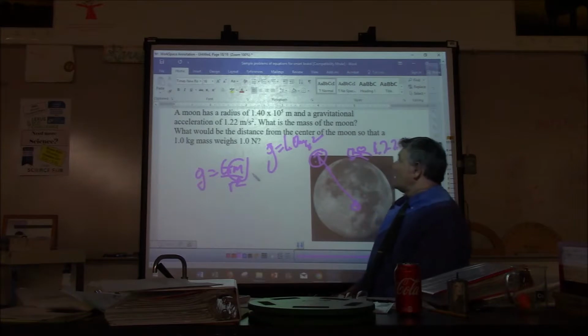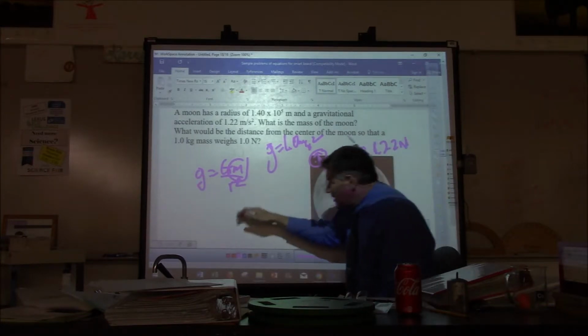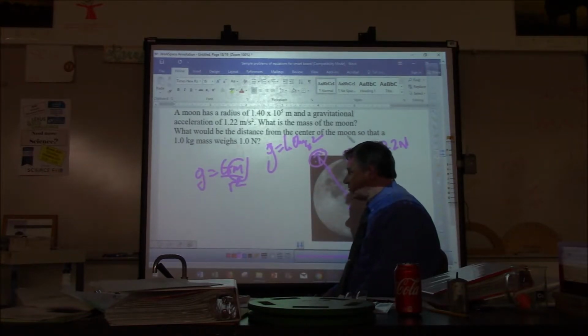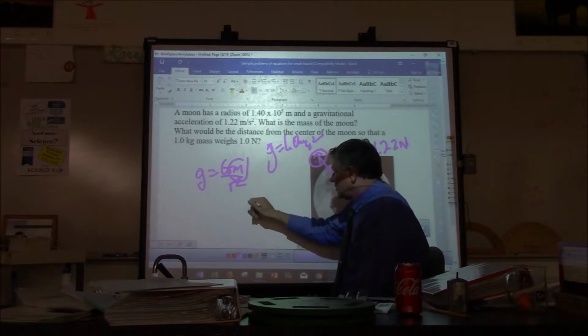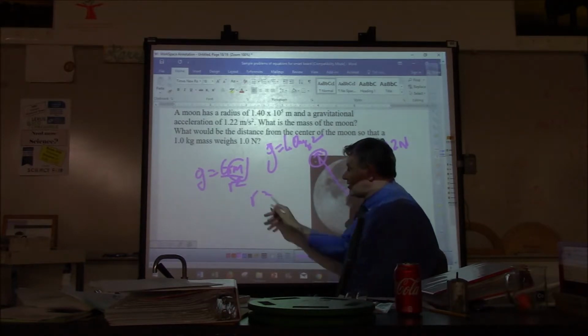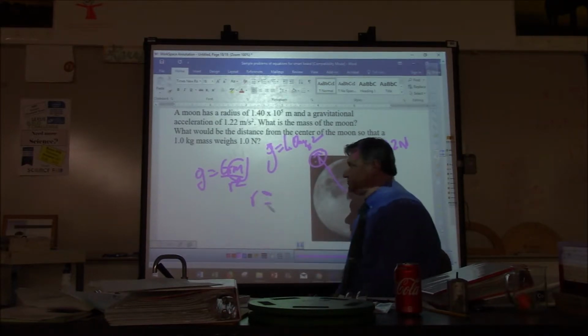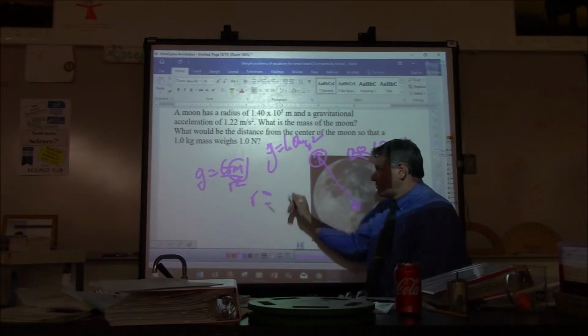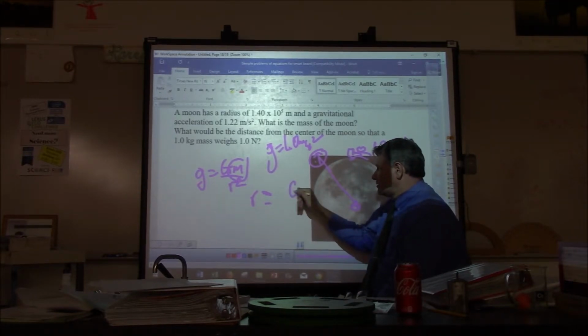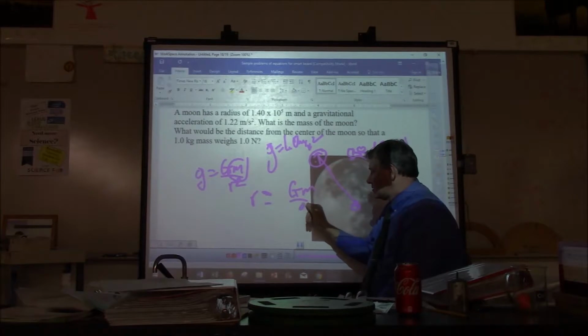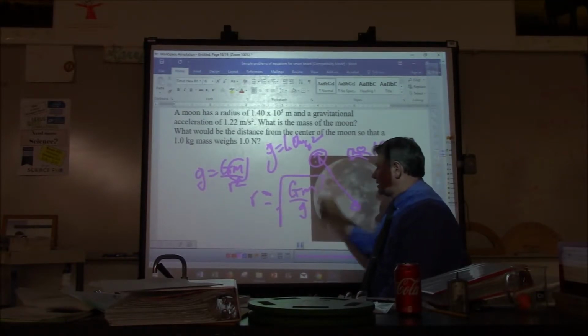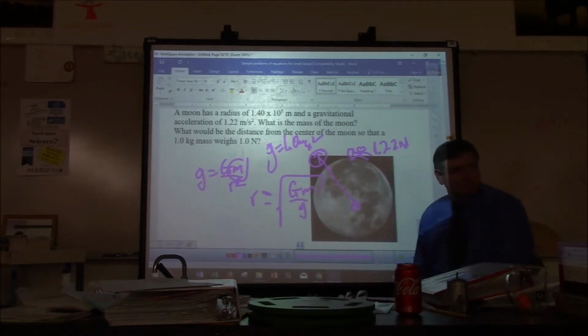So I want to know the center, so I'm going to go, oh, okay, r squared. That's kind of cool. So I'm going to get r by itself. What am I going to do? You're going to divide GM by g and take the square root of it. I'm going to take the square root of that. Now, what does my answer have to be bigger than?